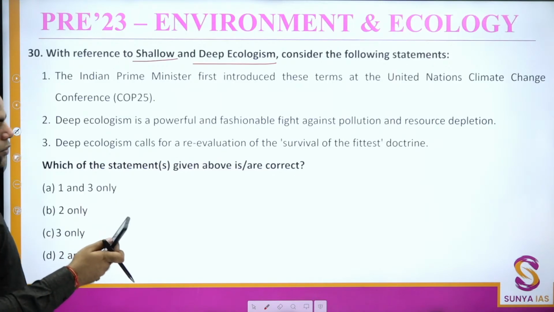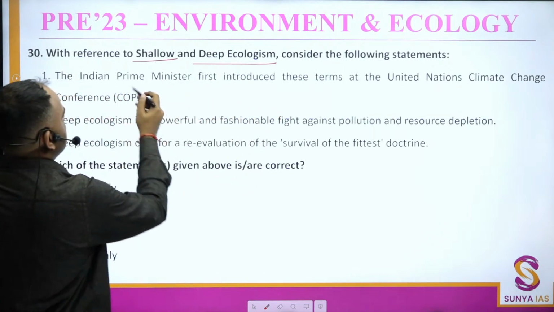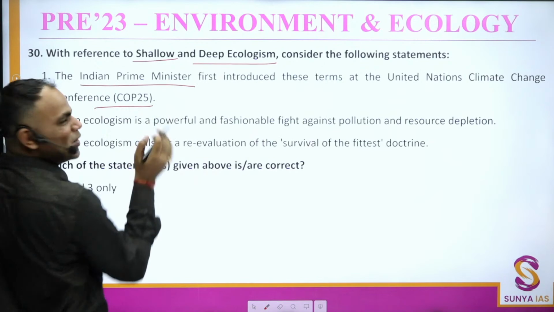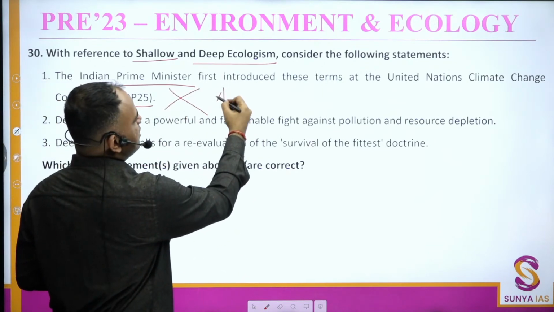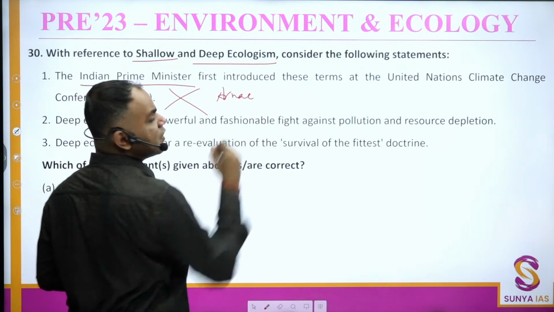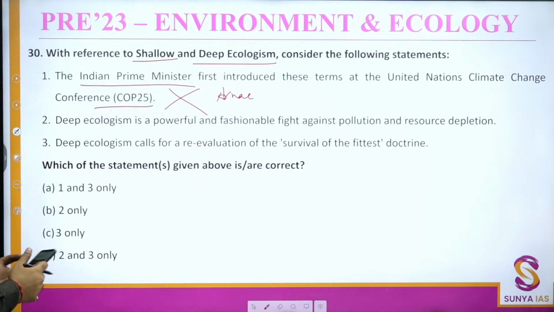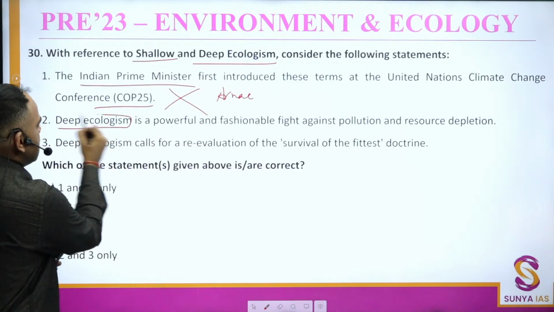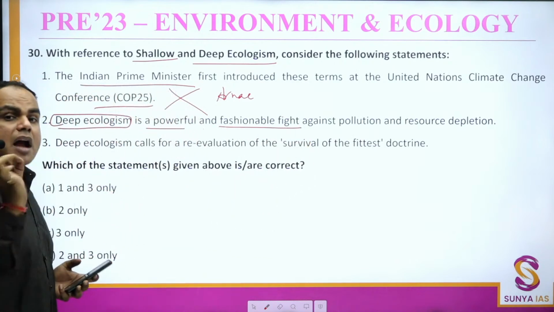All right, so now we'll see. This concept was first introduced by the Honorable Prime Minister in COP25. No, this is just to confuse you. This is not correct. I told you this was given by Arne Naes, the philosopher, way back in 1973. So this cannot be right. Deep ecology is a powerful and fashionable fight against pollution and resource depletion.